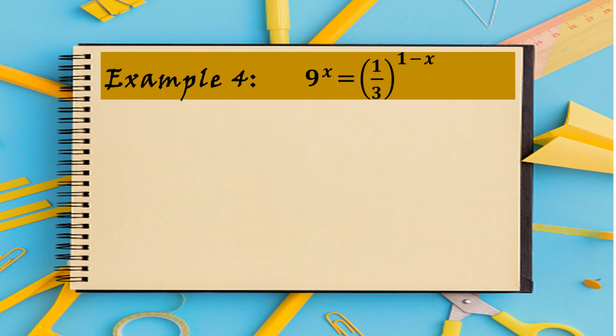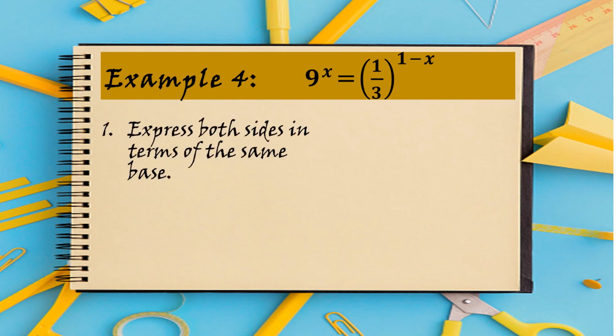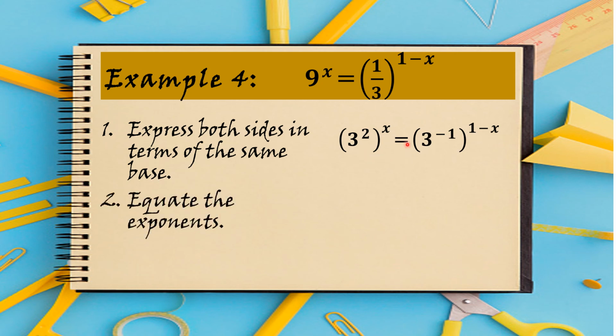Let us have the last example. 9 raised to x equals 1/3 raised to 1 minus x. First, we need to express both sides in terms of the same base. Here, you can express 9 as 3 raised to 2 and 1/3 as 3 raised to -1. So here, you have the same base of 3. So you can now equate the exponents using the power of a power rule. So you have to multiply 2 by x and -1 by 1 minus x. So you have 2x equals -1 times 1 minus x.